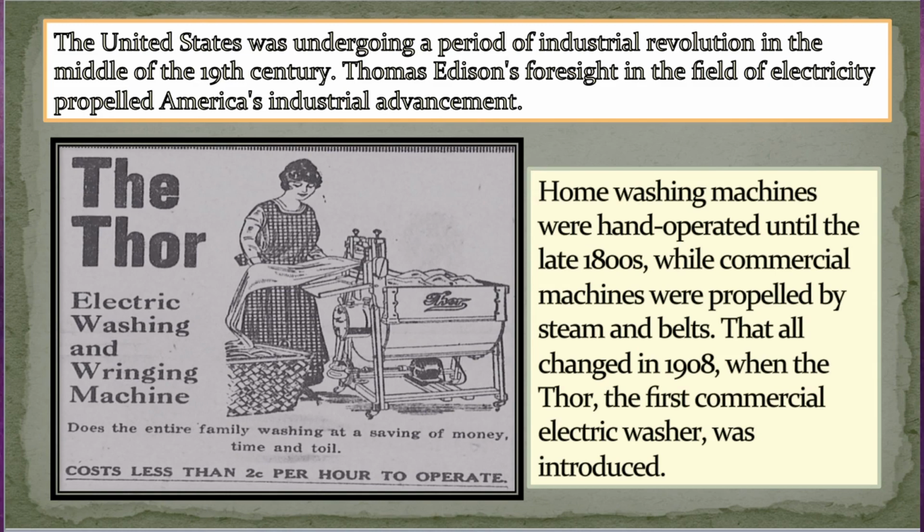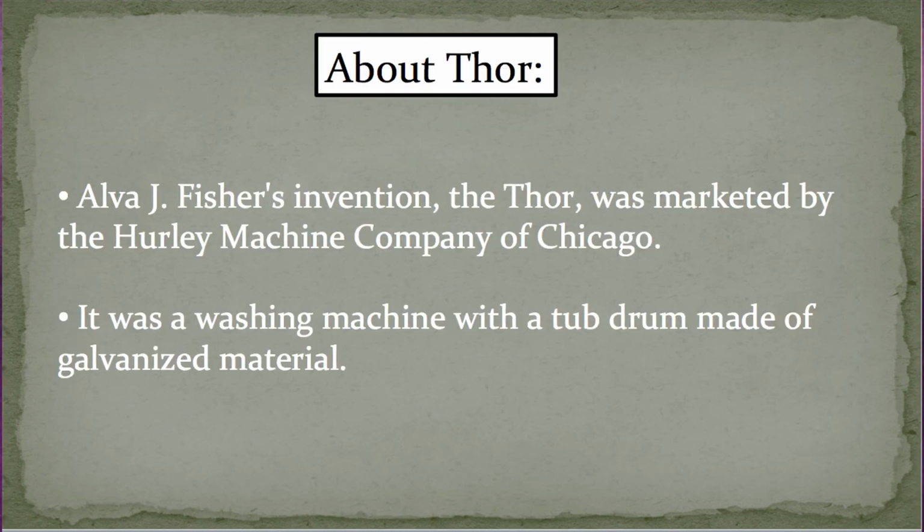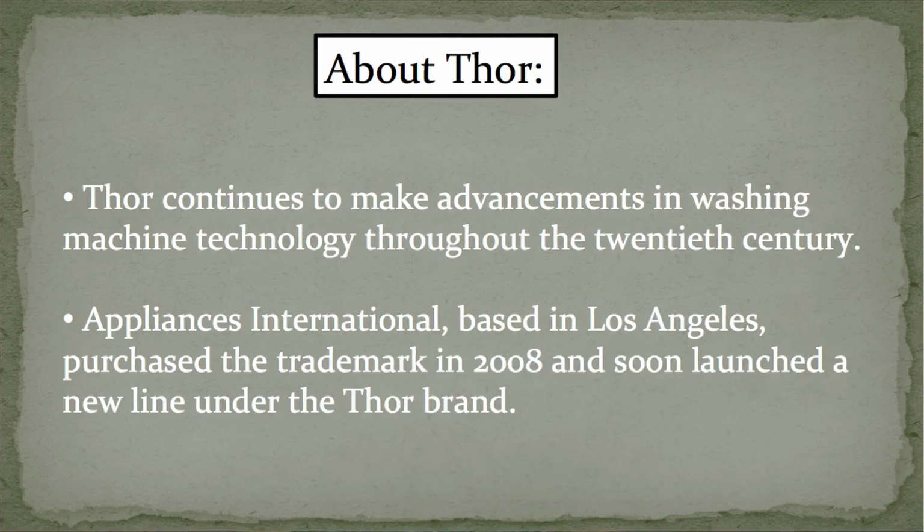That all changed in 1908 when the first commercial electric washer was introduced. Alva J. Fisher's invention, the Thor, was marketed by the Hurley Machine Company of Chicago. It was a washing machine with a tub drum made of galvanized material. Thor continued to make advancements in washing machine technology throughout the 20th century.